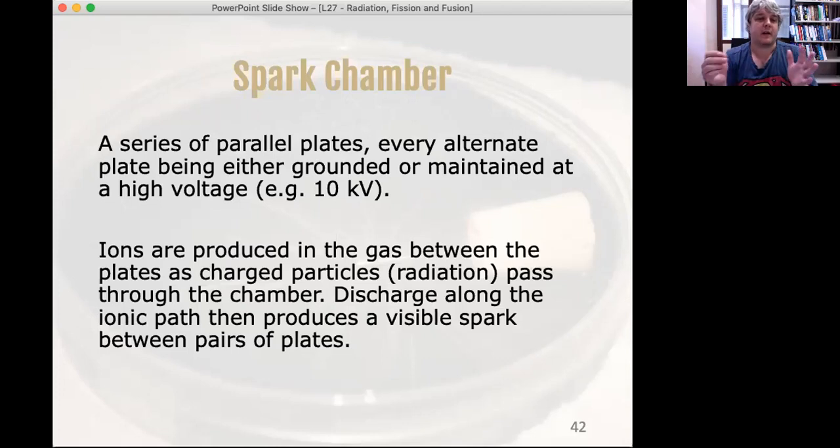And wherever these ionized particles are between these metal plates, and these metal plates have been charged up, which again will make more sense in the next section, they will discharge and create a little spark from one plate to the next. And that little spark will occur wherever the ions are, which is wherever the alpha and beta particles have been.